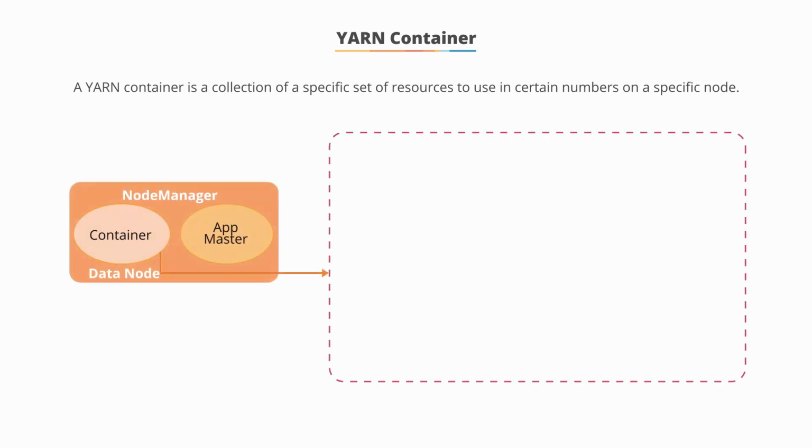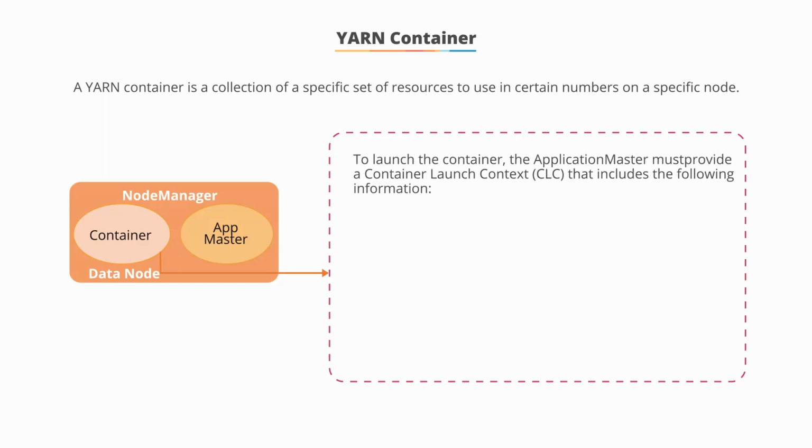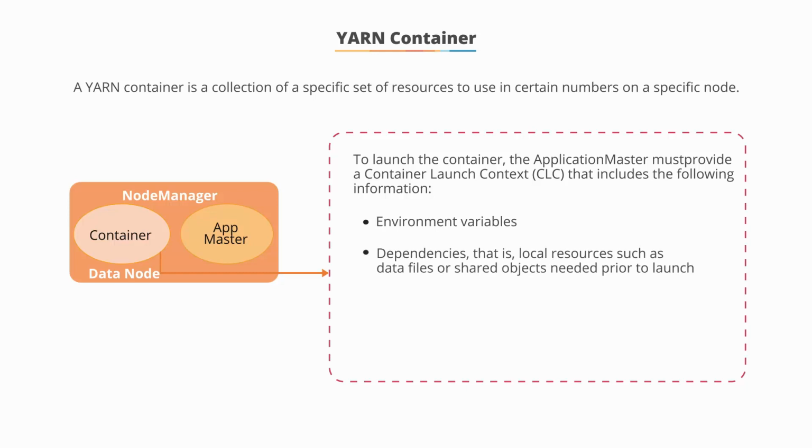Now let's look at how to launch the container. The application master must provide a container launch context or CLC. This includes information such as environment variables, dependencies on the requirement of data files or shared objects prior to the launch, security tokens, and the command to create the process to launch the actual application.